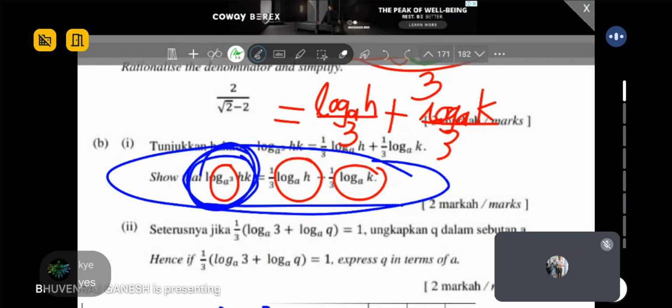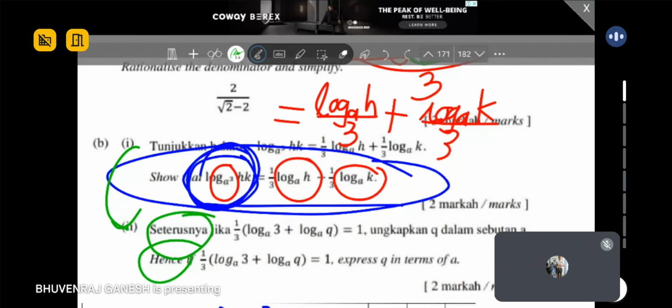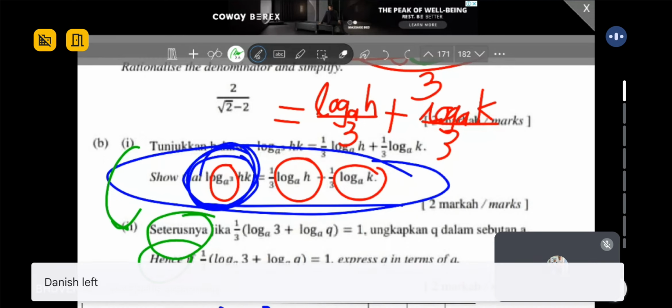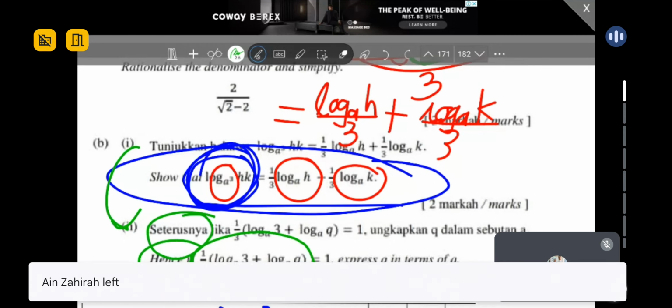Okay, so part C. Okay, part C is related to part B. Dia hubung kait. Okay, because they use the word hence. Seterusnya. Bila nampak perkataan ni, selalu lihat jawapan atas. Refer to your on top answer. Okay, so this one is something similar. Am I right? It looks similar to your answer just now.